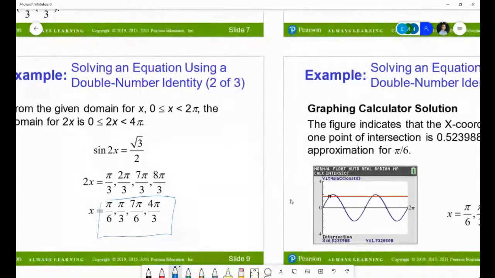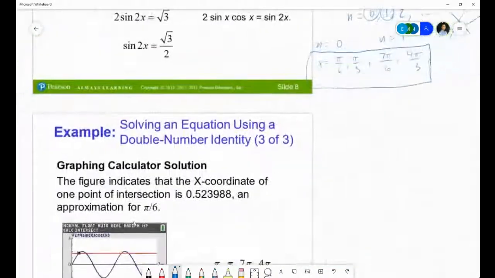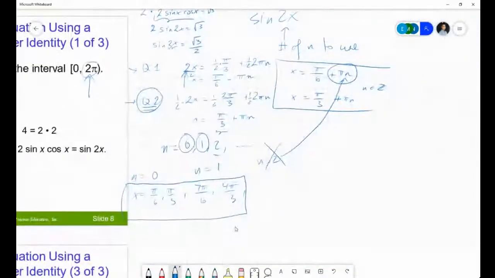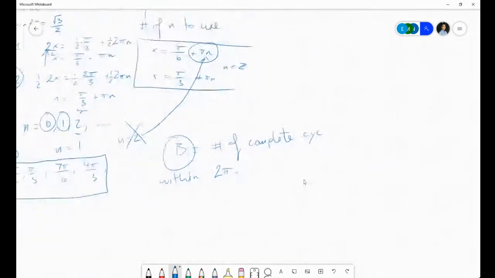So then using your hint about the b value, suppose it was sine 3x. So we would use 3 values of n there? Yeah, you use n equals 0, 1, and 2. Now, I'll show you why that is. b is equal to the number of complete cycles within 2 pi. That's what b represents. And I'll show you why that is.